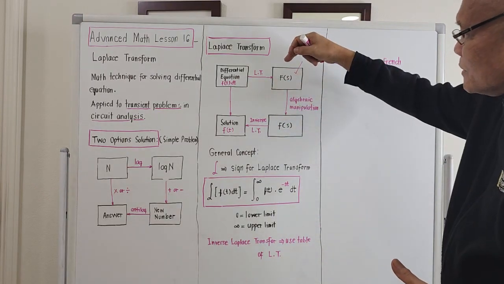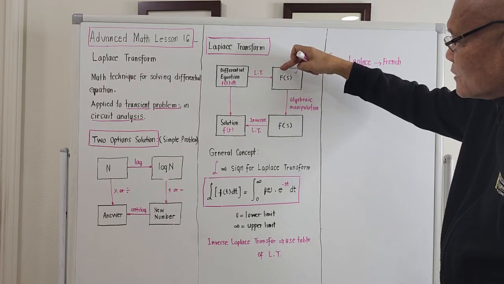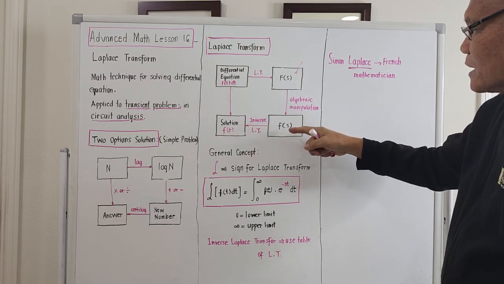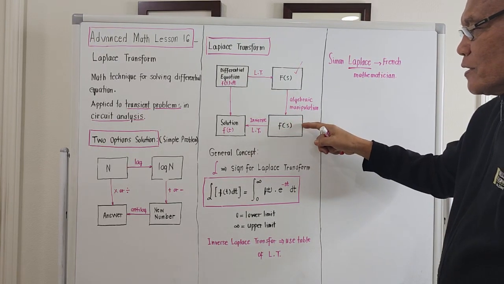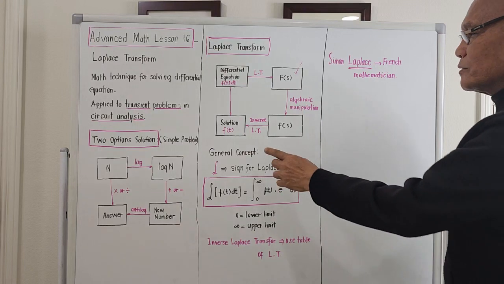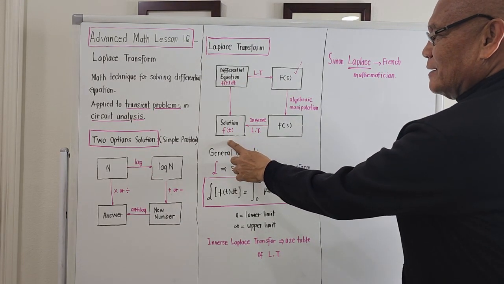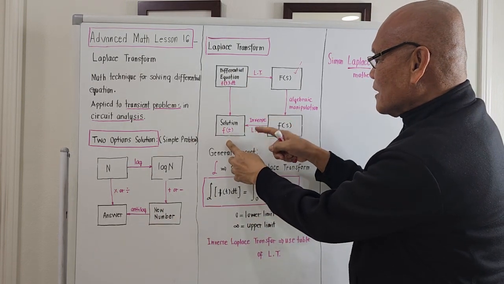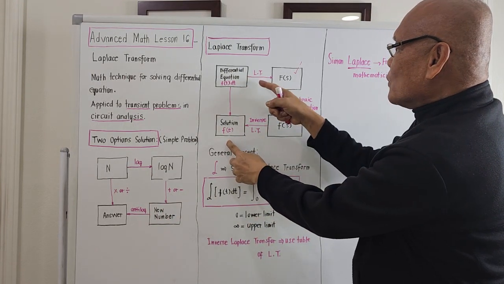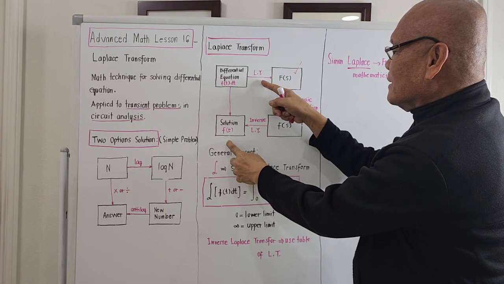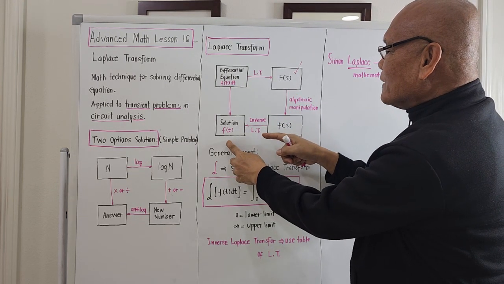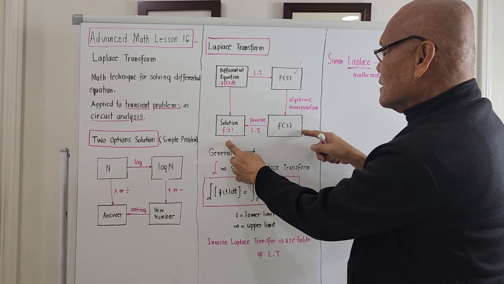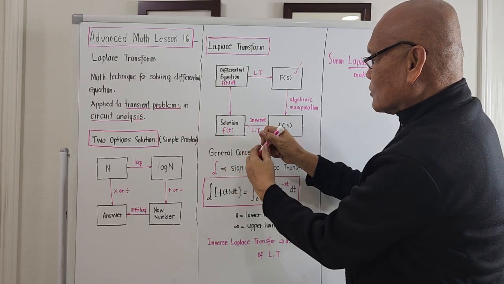So after solving for capital letter F as a function of s, by using algebraic manipulation, what comes out will be small letter f as a function of s. Then to bring out the final solution, like on the antilog, we will take the inverse Laplace transform. And here we take the Laplace originally. To get the final answer, we will take the inverse Laplace of this small f as a function of s. So what comes out now will be the solution.